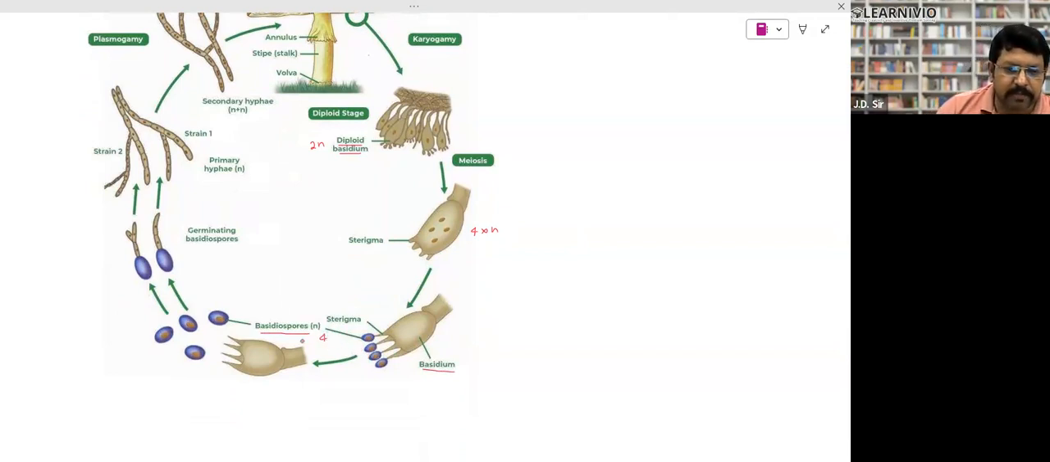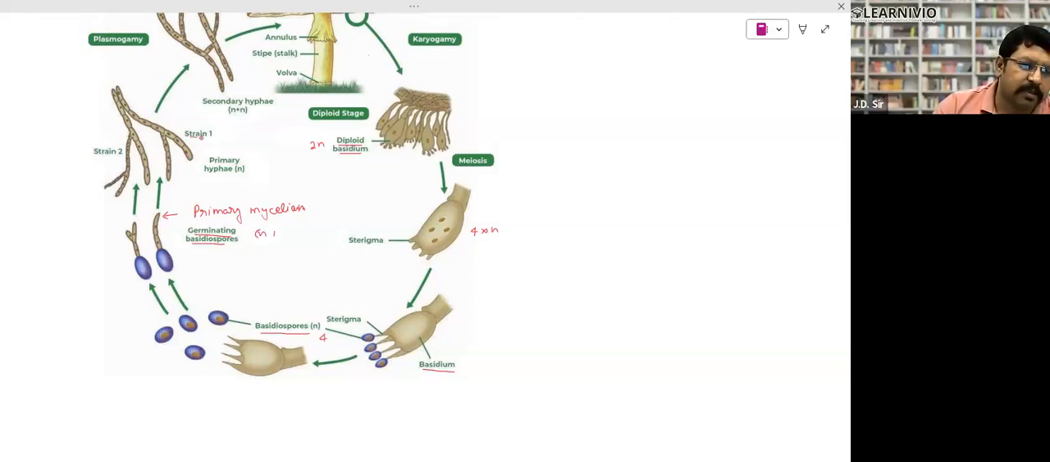Now what will happen? These basidiospores will fall down. After falling on the ground, they will germinate. So these are the germinating basidiospores. These germinating basidiospores will form the primary mycelium. And we have discussed that primary mycelia are always haploid structures, right? They are haploid structures.